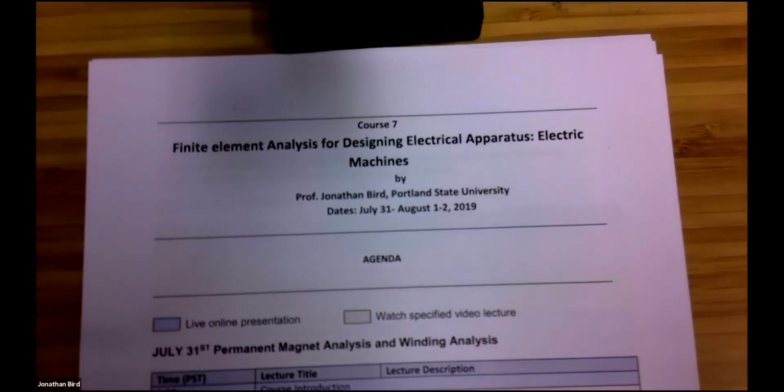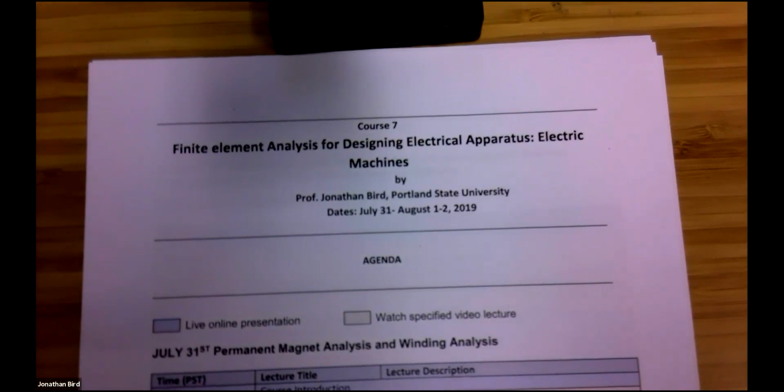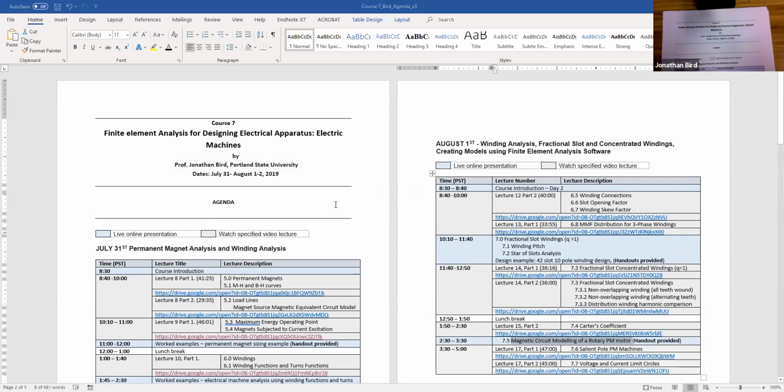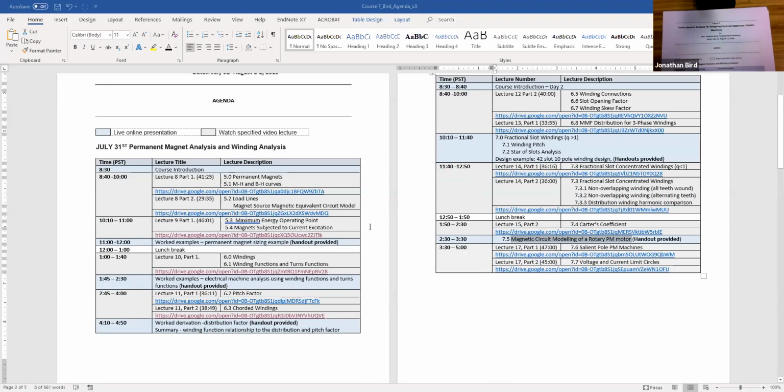Let me share my screen. Okay, so this is the course handout for the finite element analysis design of electric machines. The idea here is that I will go over parts of the lecture in different sections, and other parts are on the online video. I can't really present continuously for the whole day. So the course is split up into different sections.